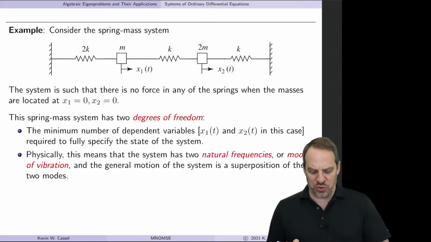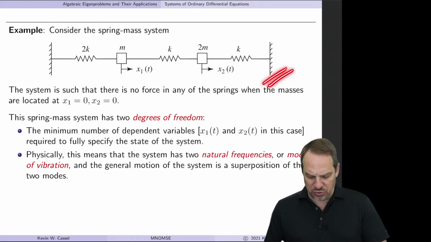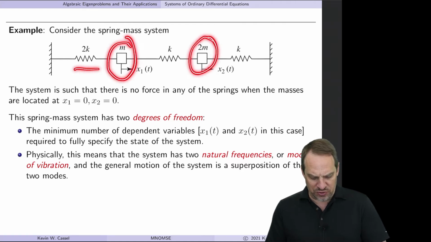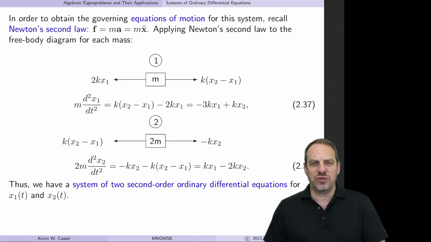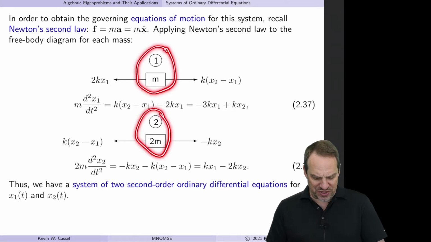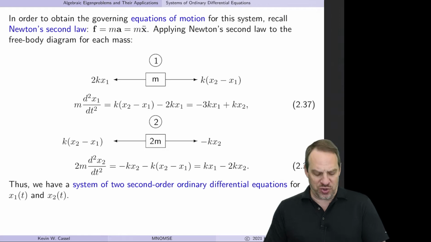In the last video, we began looking at this spring mass system where we have two masses and three springs. And we used Newton's second law applied to free body diagrams for those two masses to obtain the governing equations. They were the second order ordinary differential equations: m x1 double dot is equal to minus 3k x1 plus k x2, and 2m x2 double dot is equal to k x1 minus 2k x2.